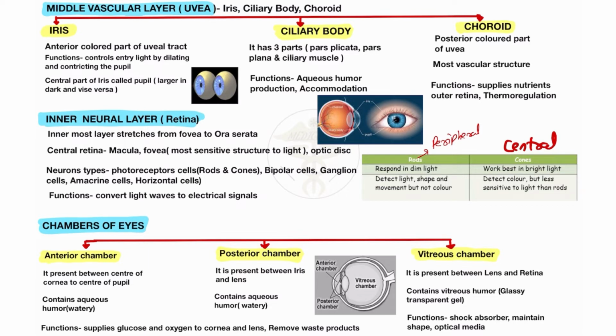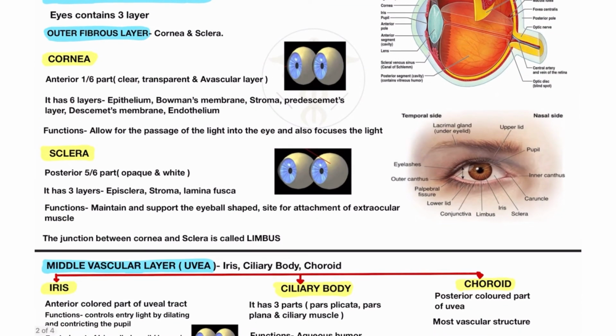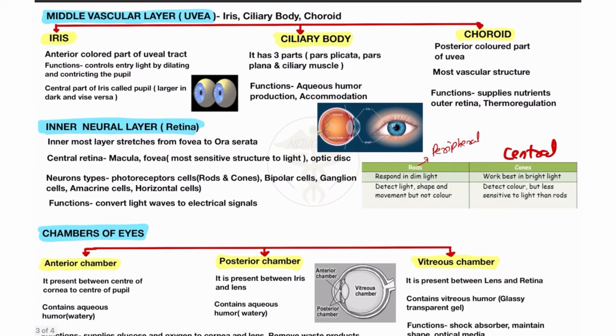What is the function of the retina? The retina converts light waves into electrical signals. When light comes to the retina, it is sent to our brain, which helps in analysis. The retina is like a transparent structure which helps in the formation of the image. Here you can see the back part of the eye, which mostly helps only in image formation, so it converts light waves into electrical signals.